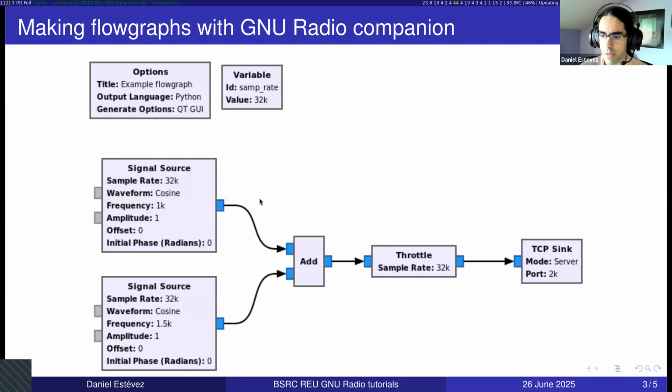And then just for the sake of the example, we add the two signals together. So here's a block with 2 inputs and 1 output. And we could do any kind of math operation we want. Just addition is the easiest one. There is a throttle block here.